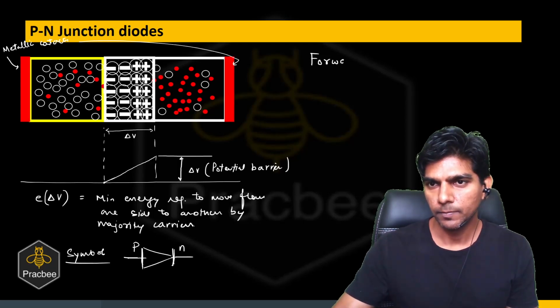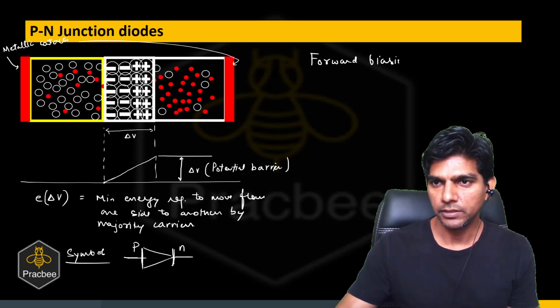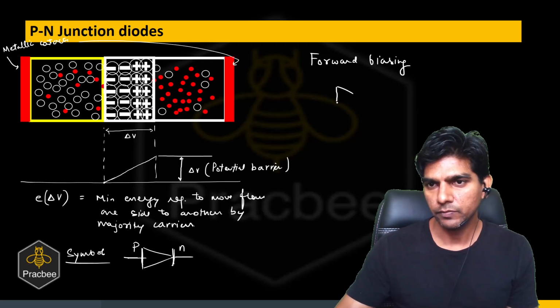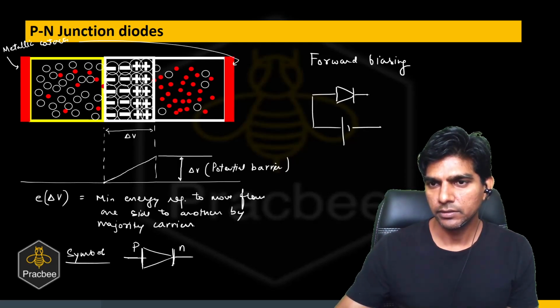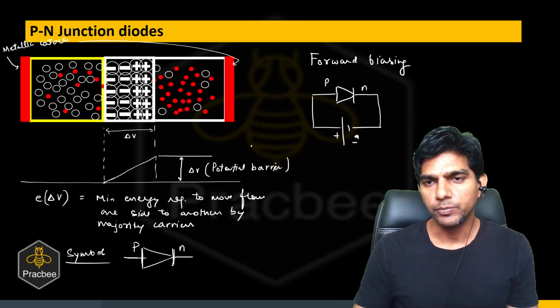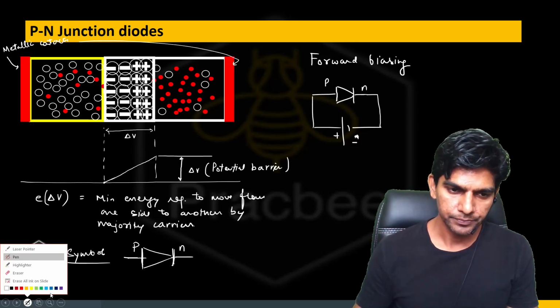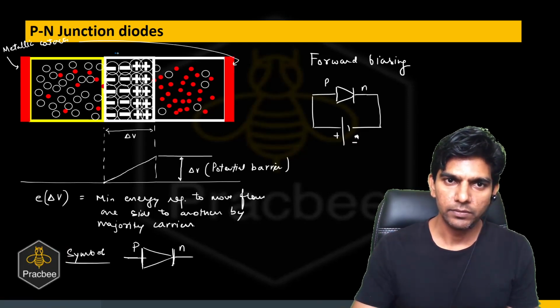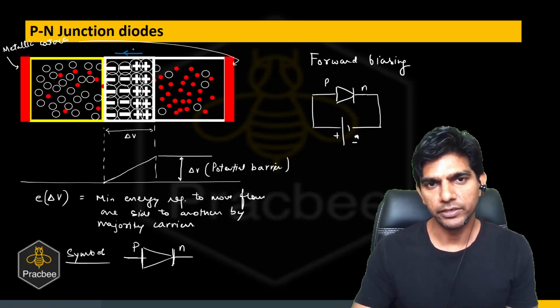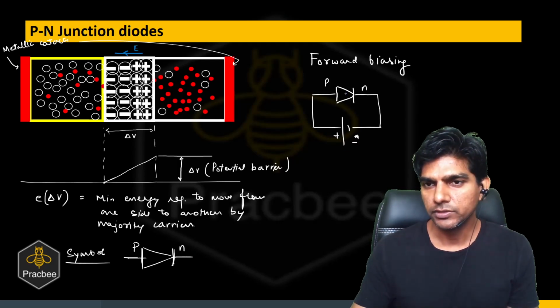So forward biasing is when we connect P side to a high potential and N side to a low potential. This is N, this is P, right? This is positive and this is negative. So what would happen? We know that at the barrier or at the junction, there is an electric field which is in the left direction. Let me call it E. Now because of this external source, there will be an external field in the right direction.